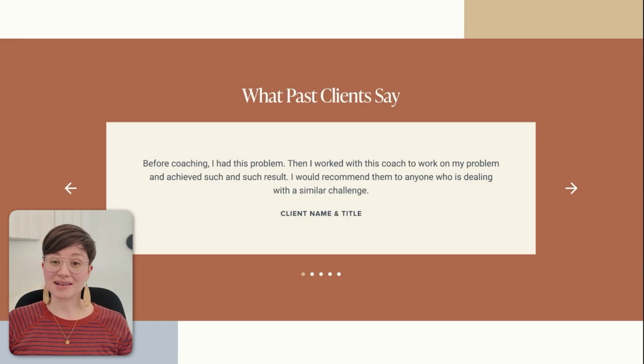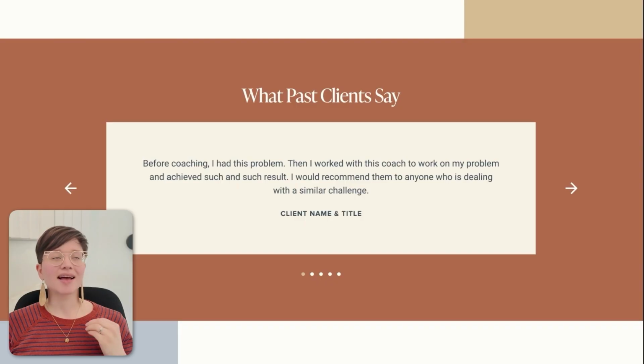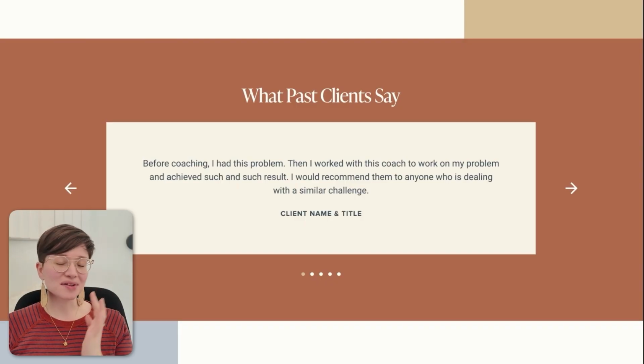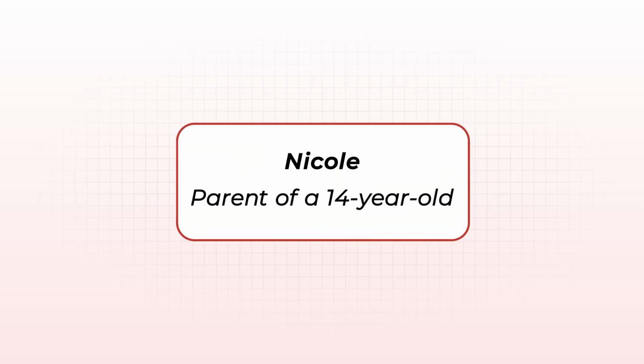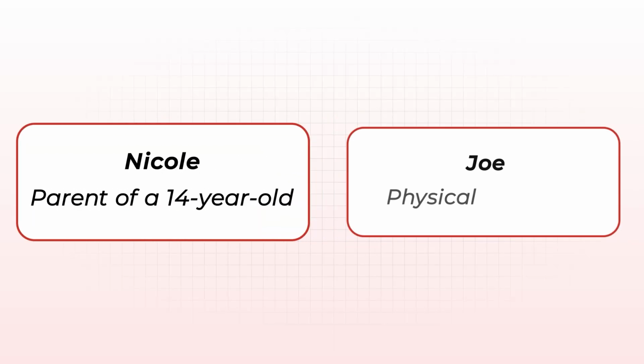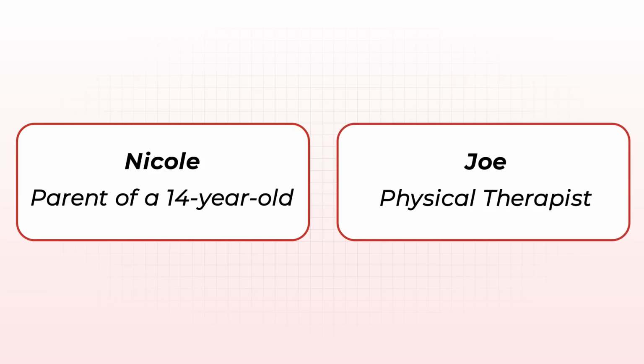You want to include the client's name and a title that's relevant to your niche, if possible. And we don't show it here in the wireframe, but if you can get a little photo to put next to it, even better. And here is a pro tip on the title. You want to make it specific to your niche. So instead of saying, "Nicole, coaching client," write something like "Nicole, parent of a 14-year-old," if you're a parenting coach, or "Joe, physical therapist practice owner," if you're like a bookkeeper or something. That helps your visitor self-identify and think, oh, that person is just like me. They work with people like me.